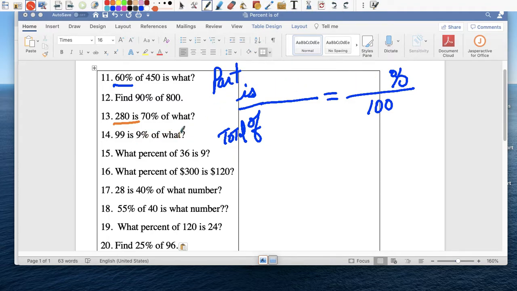Number 14. 99 is 9% of what? So 99 is 9% goes here of what? Right? That's what we want. Well, what is that? Times 11. So 100 times 11 is 1,100.